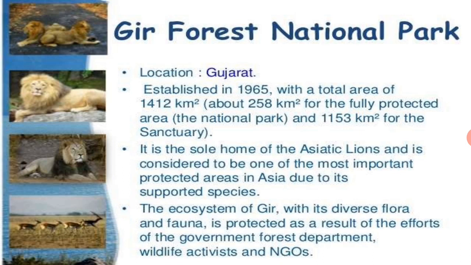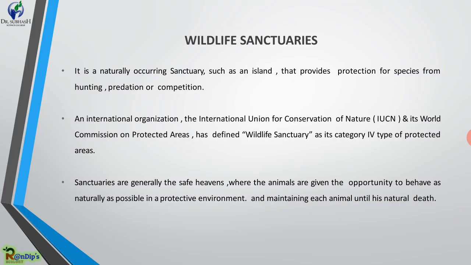The ecosystem of Gir, with its diverse flora and fauna, is protected as a result of the efforts of government, forest-dependent wildlife activity and NGOs. Some are wildlife sanctuaries also. It is a naturally occurring sanctuary, such as an island, to provide protection for species from hunting, predators and competition. The International Union for Conservation, IUCN, and the World Commission on Protected Areas define a wildlife sanctuary as category 4. National park is category 2 and sanctuary is category 4.